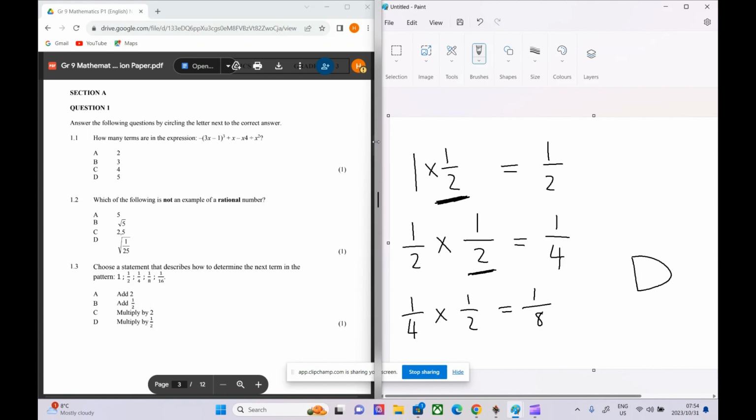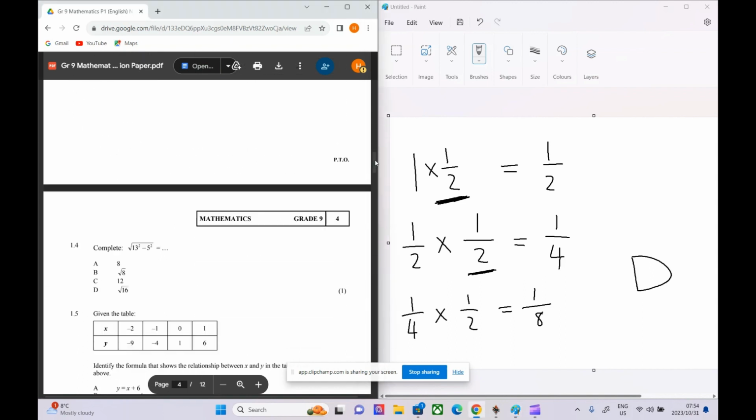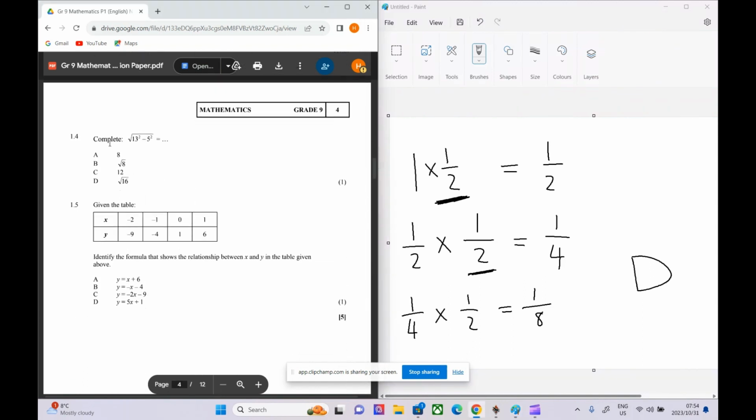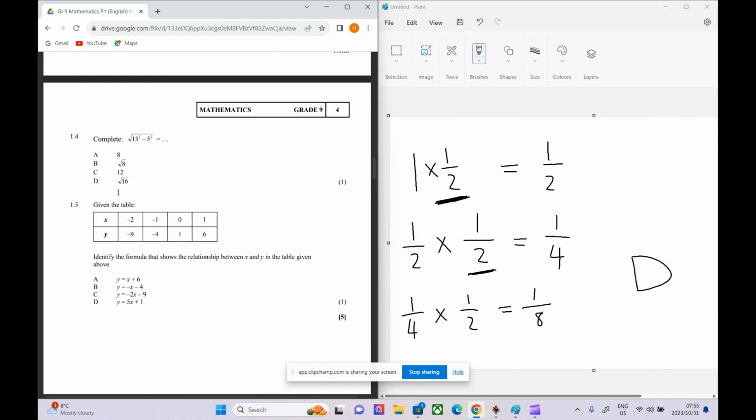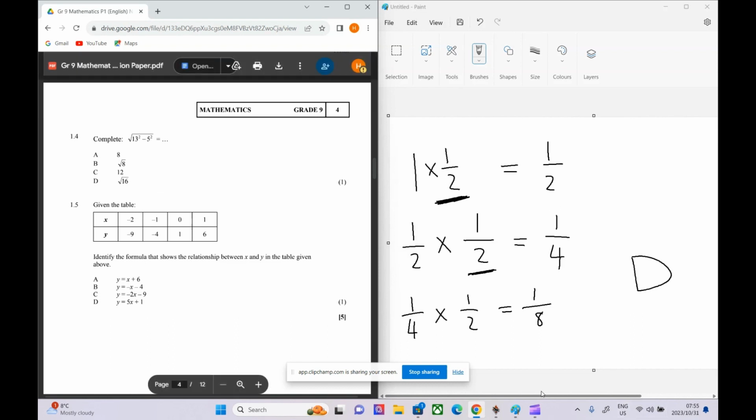Okay, 2 more questions to go. If we look at question 1.4, they want us to complete this. So complete it, simplify it. We've got a calculator, but to be honest, you should be able to simplify these a little bit without your calculator, just in case you don't yet have it. Let's get some space.